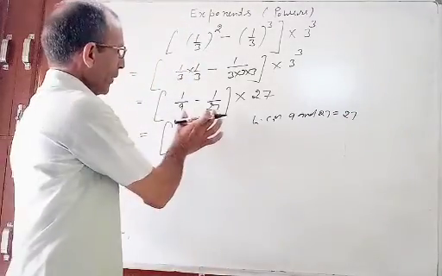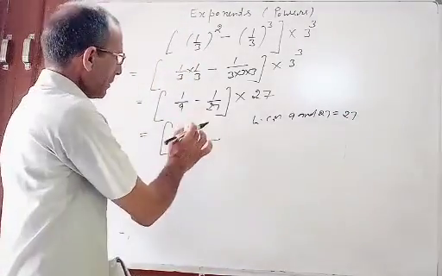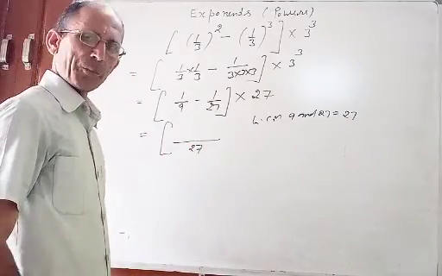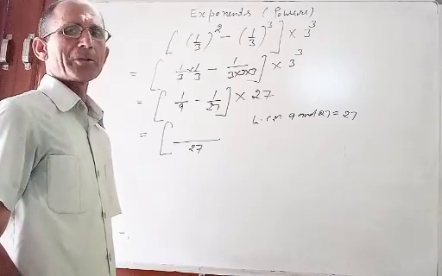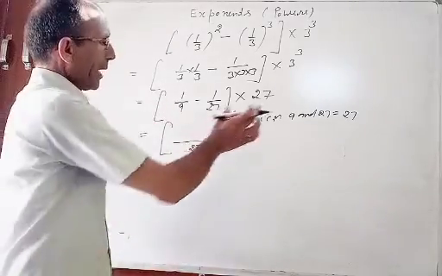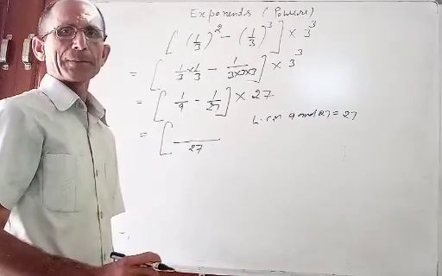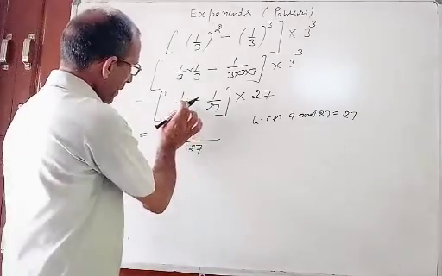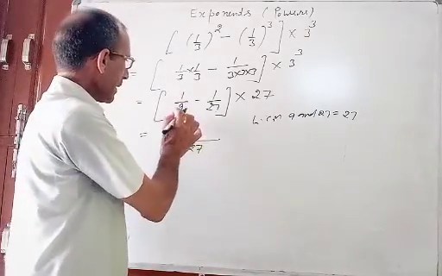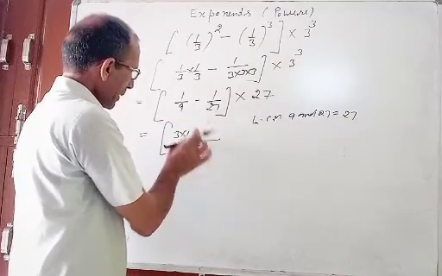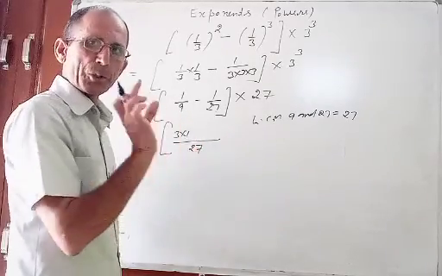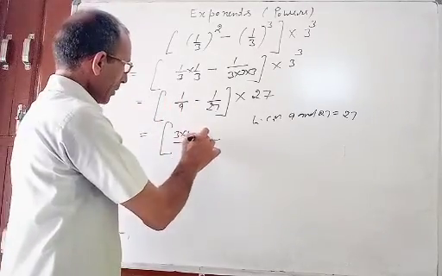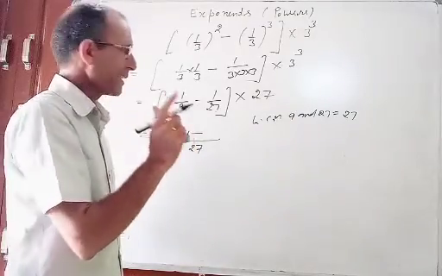According to the rule, first solve the bracket. So LCM of 9 and 27 is 27. Are you understanding? Yes. Now pay attention. Those students who don't know how to take LCM, please do practice. LCM means least common multiple. So 27 is the LCM. Divide 27 by 9: 9 3s are 27, so the quotient is 3. 3 is multiplied with the numerator.